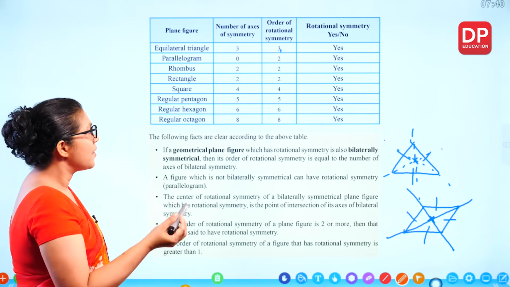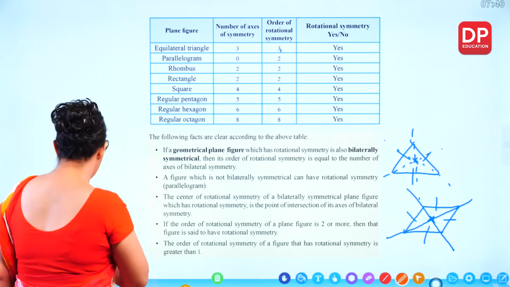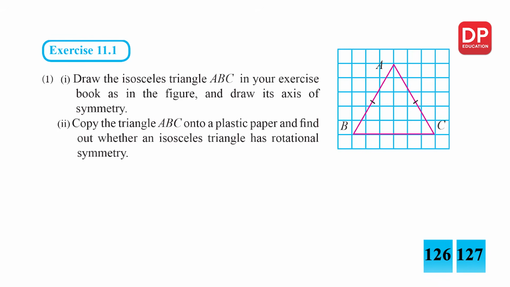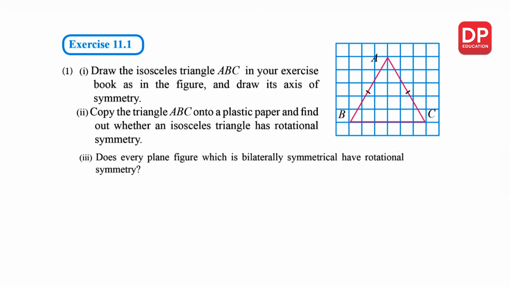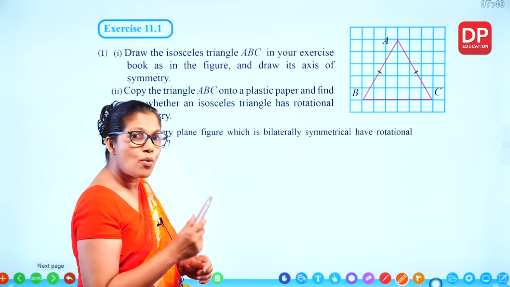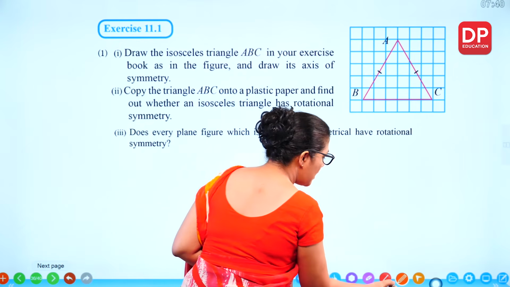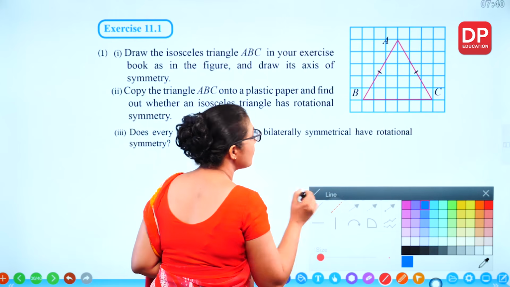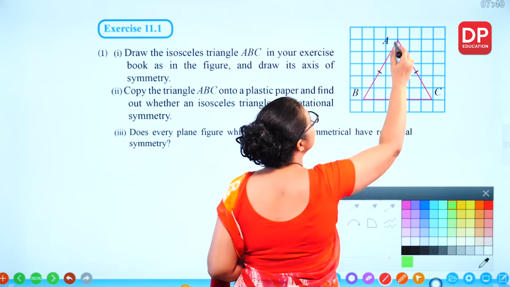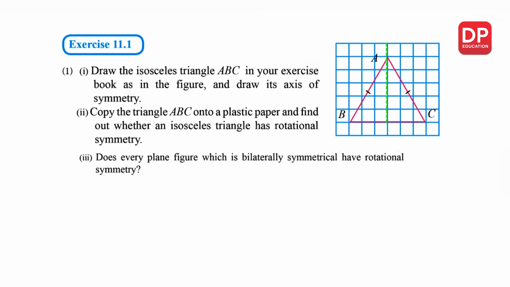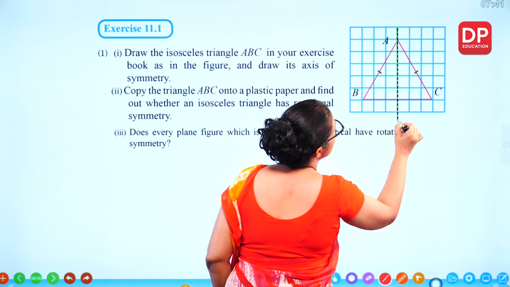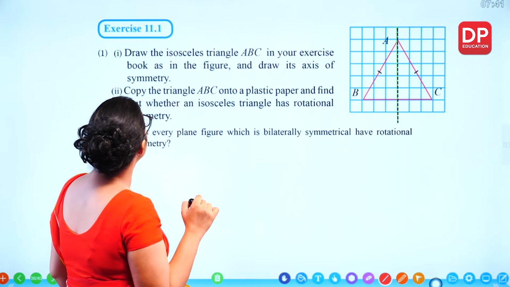So we'll see how we can do the exercises. Exercise 11.1. Draw the isosceles triangle ABC in your exercise book as in the figure and draw its axis of symmetry. So you get only one axis of symmetry. So how do we draw? We get this line. So that's the axis of symmetry. We'll draw it. This is the axis of symmetry.